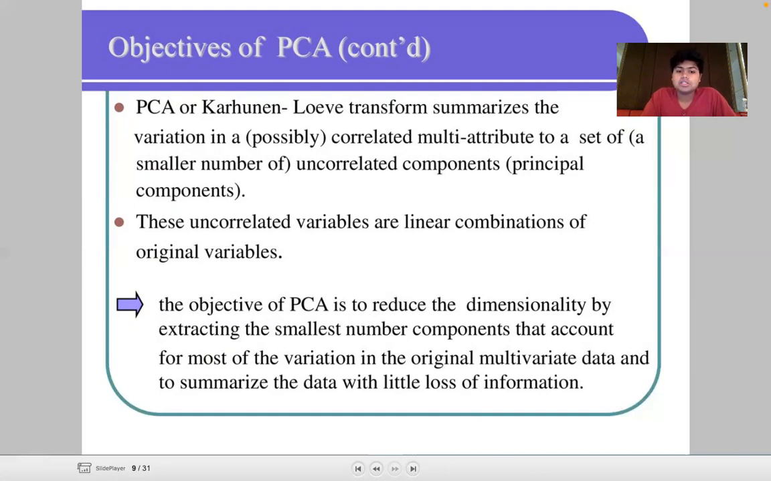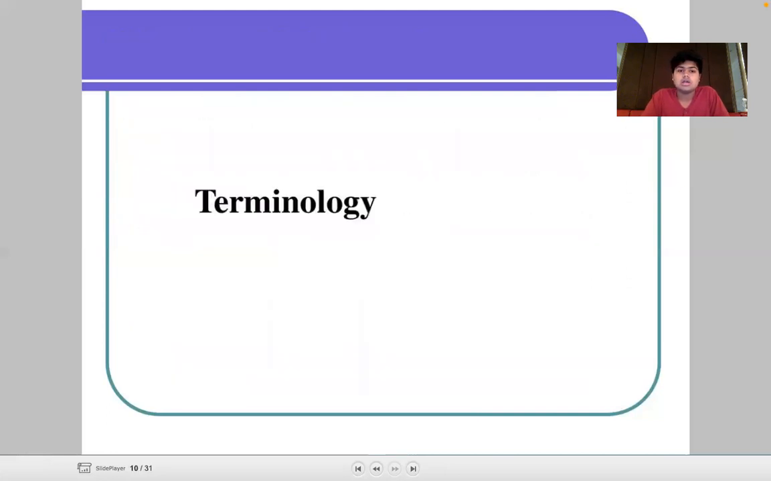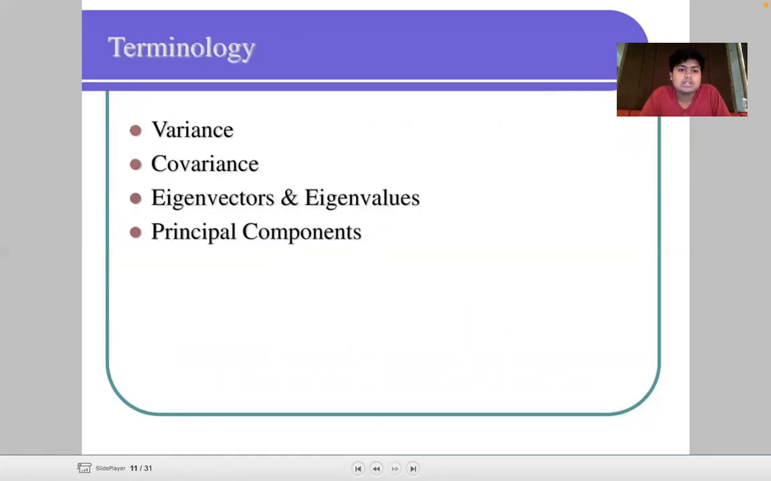Mainly, the objective of PCA is to reduce the dimensionality by extracting the smallest number of components that account for most of the variation in the original multivariate data, and to summarize the data with a little loss of information. Coming to the terminology, here we're going to discuss variance, covariance, eigenvectors and eigenvalues, and the principal components.